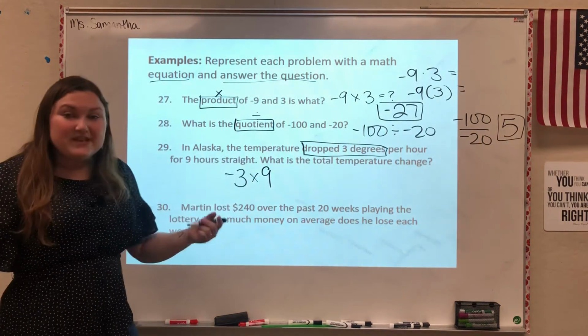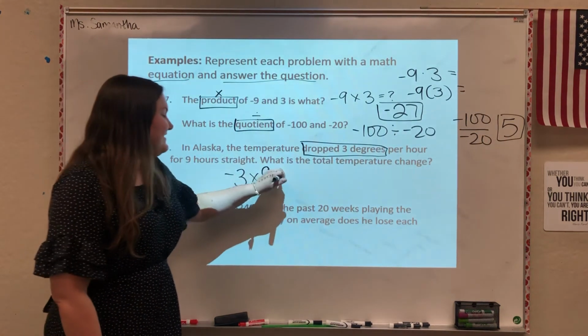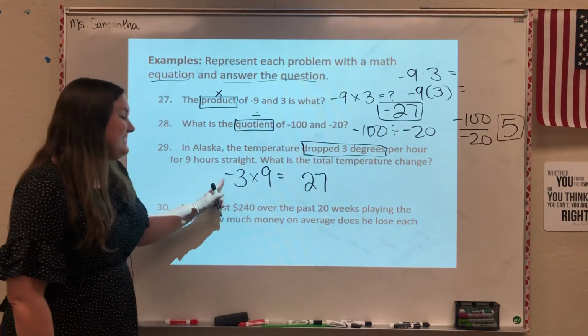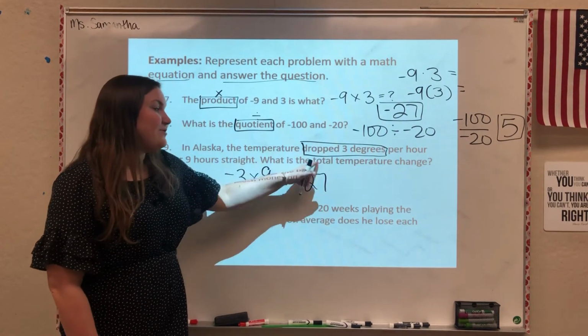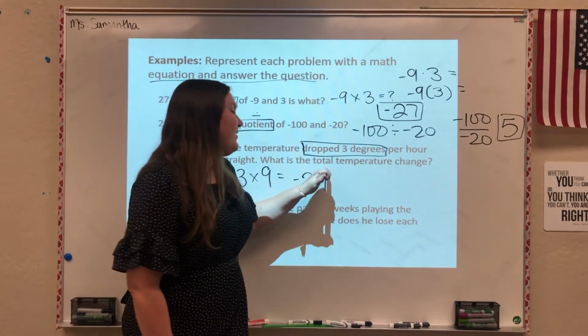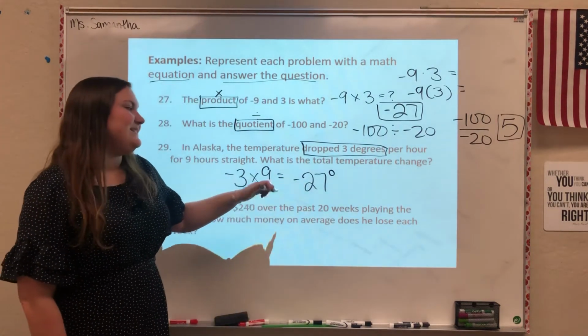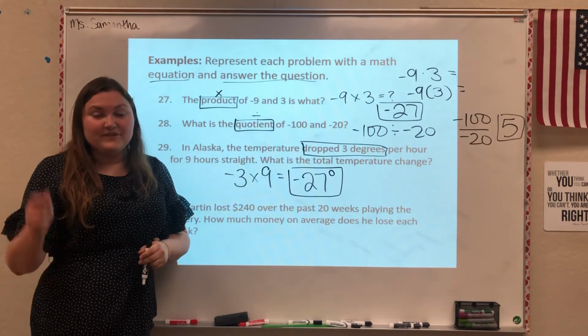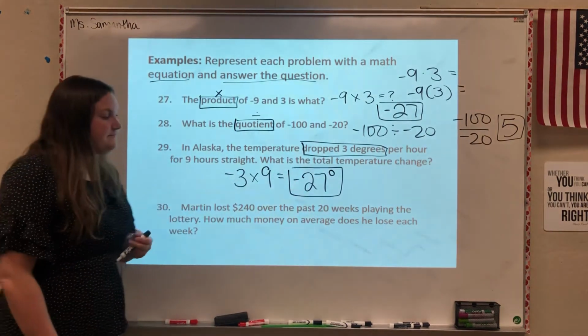What is the total temperature change? Well, what is -3 times 9? 3 times 9 is 27. Different signs mean it's negative. So that total temperature change, I want to represent as -27 degrees. That negative sign there is important because that negative is showing me that it's temperature dropping.